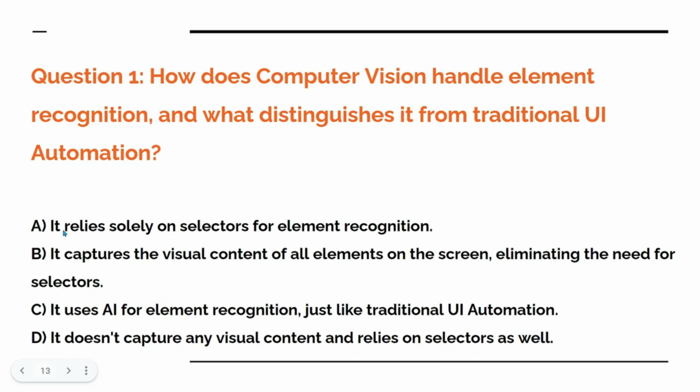The options are: A, it relies solely, that means completely, on selectors for element recognition. Does computer vision depend on selectors? Option B, it captures the visual content of all elements on the screen, eliminating the need for selectors. Option C, it uses AI for element recognition, just like traditional UI automation. Does traditional UI automation use AI? Option D, it doesn't capture any visual content and relies on the selectors as well.